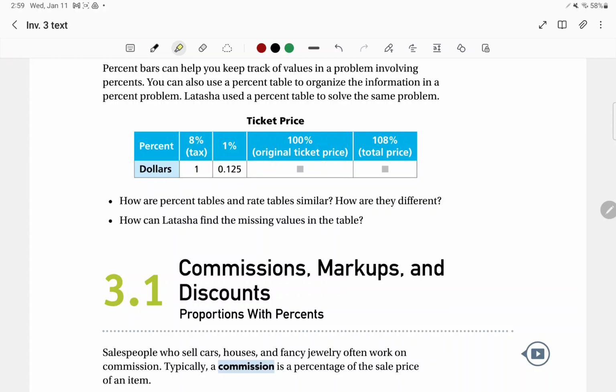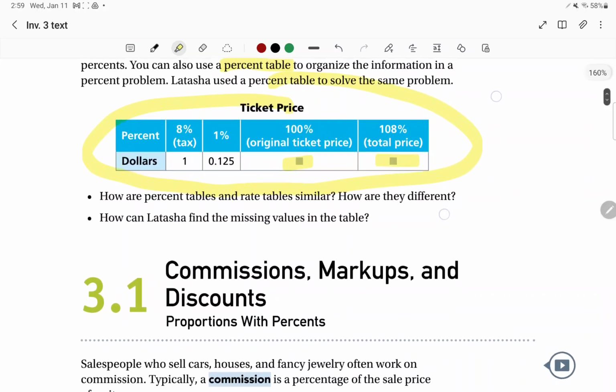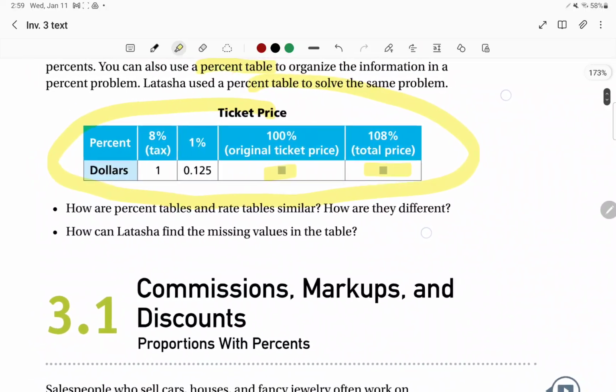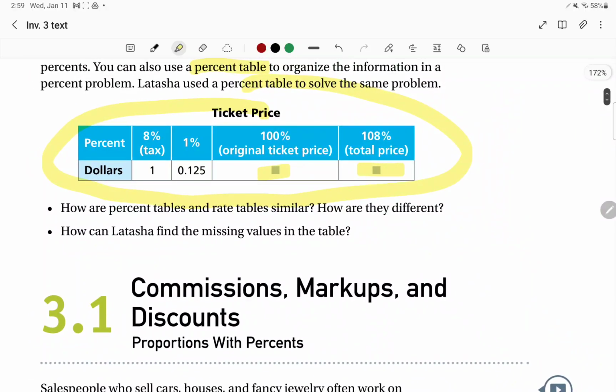You can do the same thing using a percent table like what we have here. So this is a percent table. You also have a lab sheet with this in there. You don't have to rewrite it or copy it in your notes. But I do want you to write this out and try to figure out what those values would be in here. Let's go ahead and do that right now, just so you get an idea.